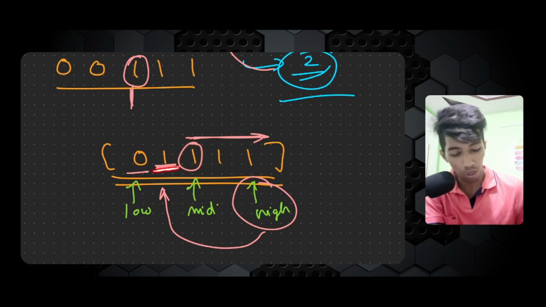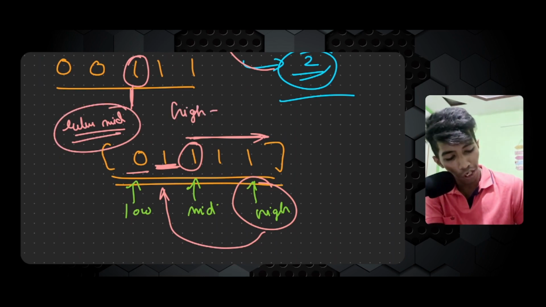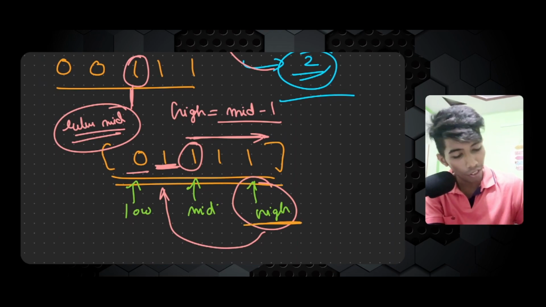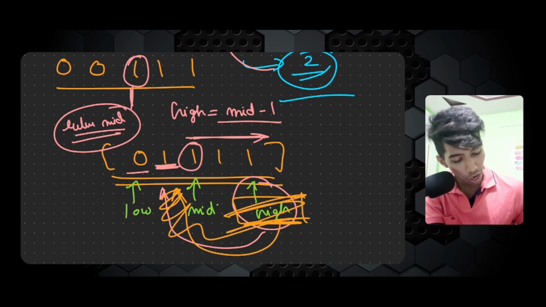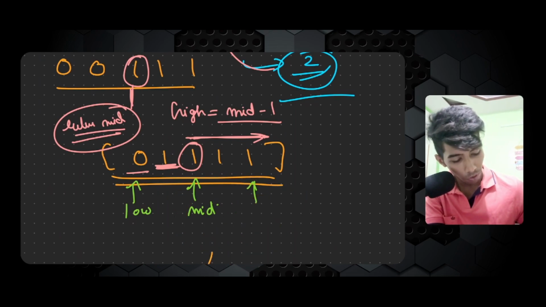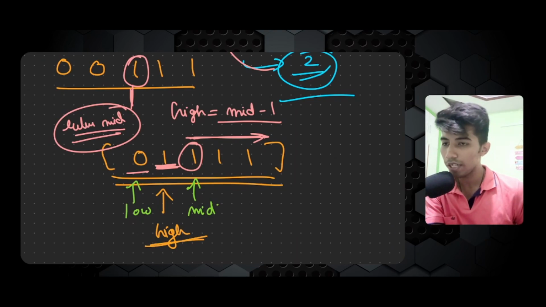Here we know that 1 appeared, but how will we check this? Instead of returning the mid, which we did in the previous case, we will change our high pointer to mid - 1. By using this, this particular high will move to this position. So now my high will be pointing here. Easy guys, easy. Now my high will be here.